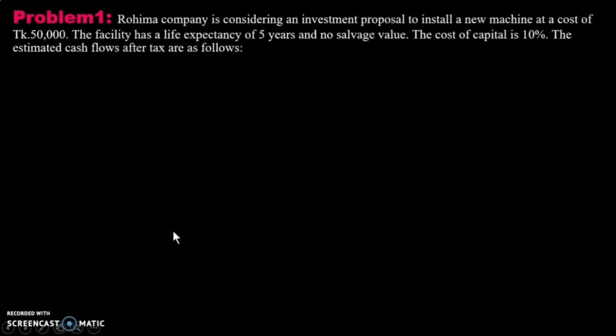Dear students, look at problem number 1. Rohima company is considering an investment proposal to install a new machine at a cost of taka 50,000. The facility has a life expectancy of 5 years and there is no salvage value. The cost of capital is 10%. The estimated cash flows after tax are as follows.